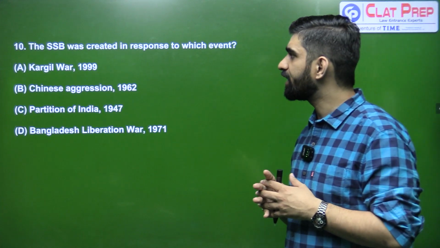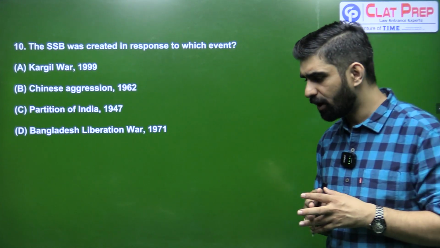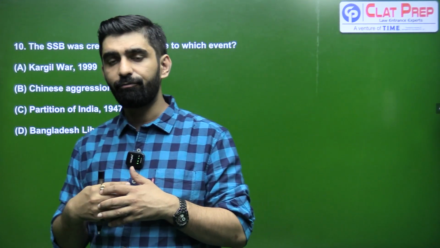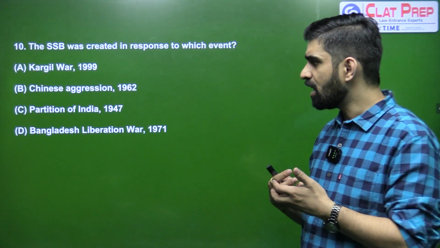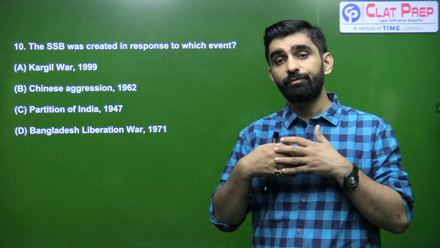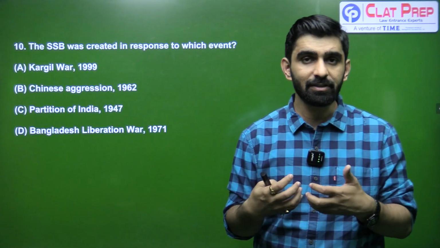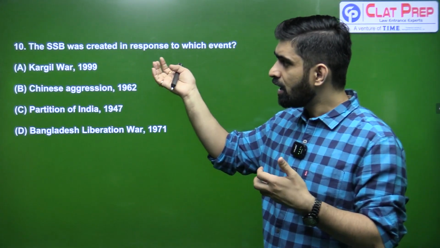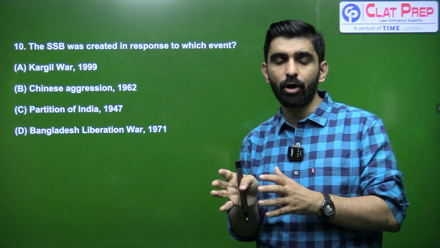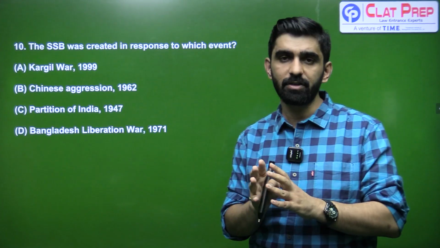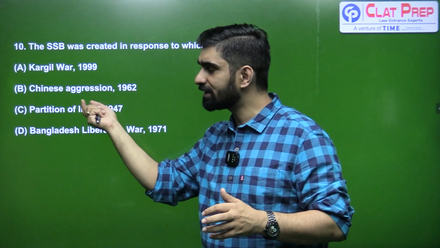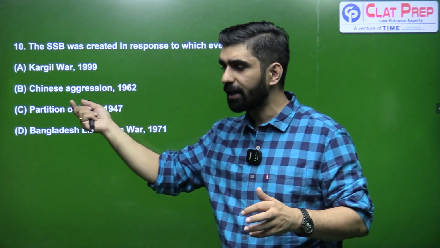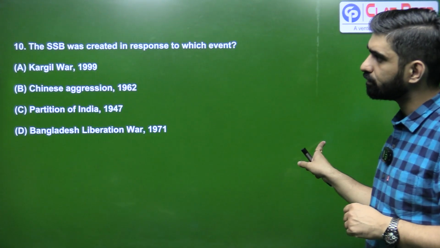The SSB was created in response to which event? So I've already told you that it was the War of 1962, which India basically lost against China, which opened India's eyes, and it was felt that we need to work on our defenses very much, and this is basically the reason why we created a specific body for our different border regions. So for Nepal and Bhutan, we created SSB after the 1962 Chinese aggression. So correct answer for 10th is going to be B.